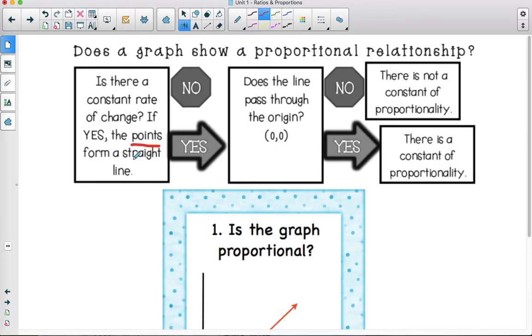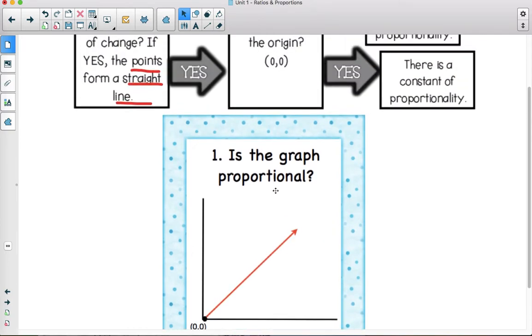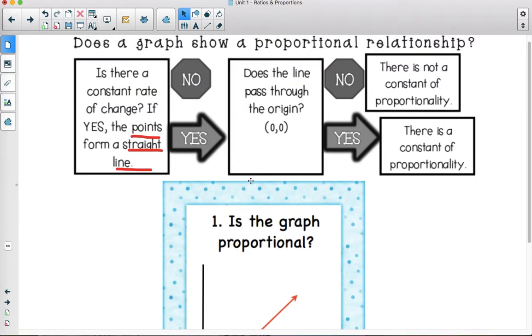So if you're looking at a graph and I'm looking at this line, I'm really just looking, is this line straight? If it goes in a straight diagonal line, sorry for my drawing there, but the red line itself, it is straight. Even though it goes diagonally, that's okay. We just need a straight line. So that's our first question. Since our graph does form a straight line, we're going to follow the yes.